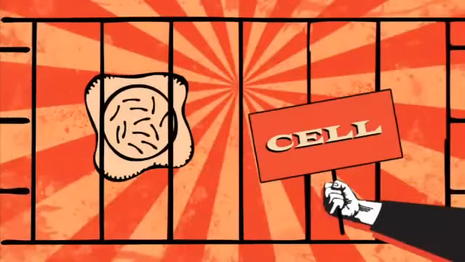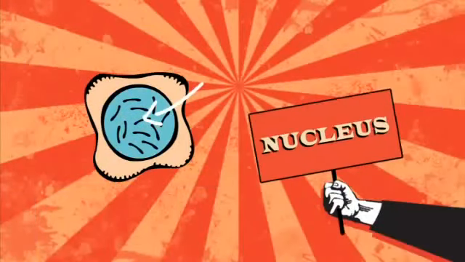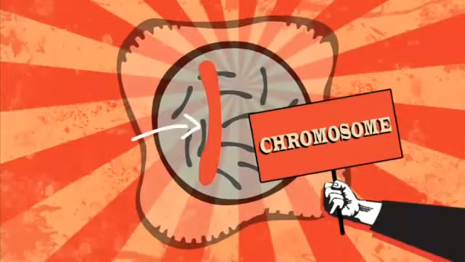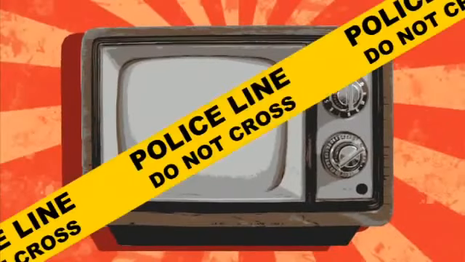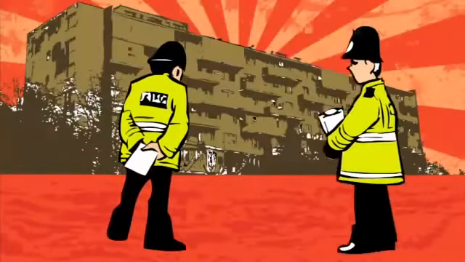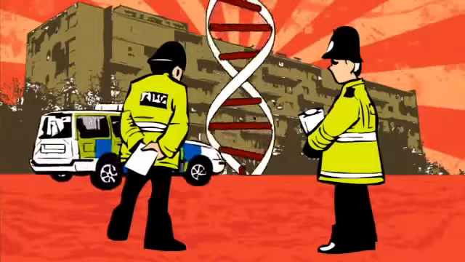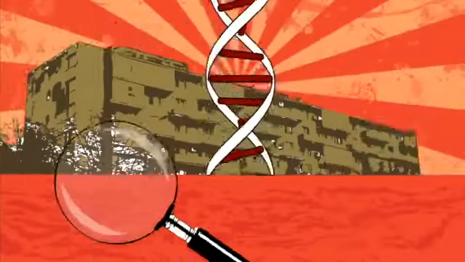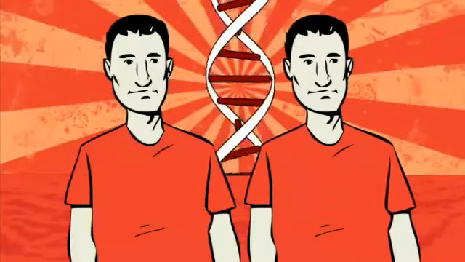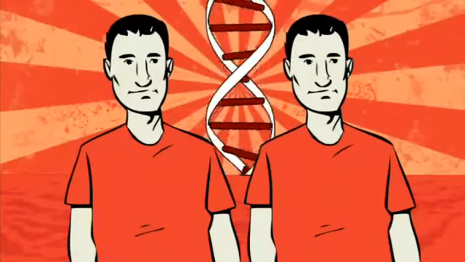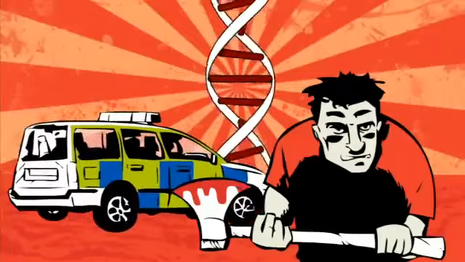Here is a typical cell. This is the nucleus. Zooming in, we can see the chromosomes, and the chromosomes are made from long molecules of DNA. Watch CSI, The Bill, Silent Witness, and they are always looking for DNA. So why is it so important? Because each person has unique DNA. Unless you are an identical twin, in which case you and your twin share the same DNA.